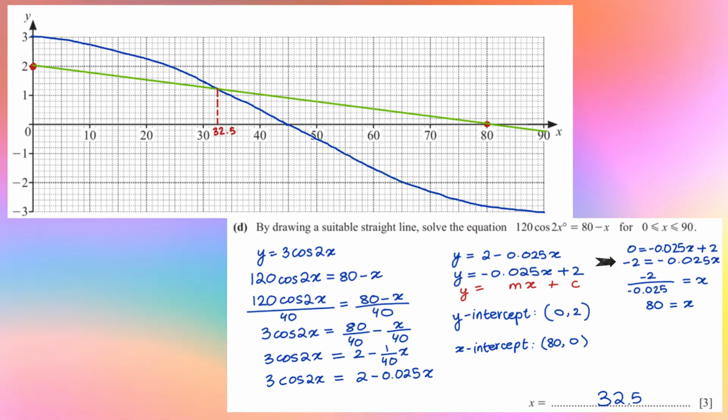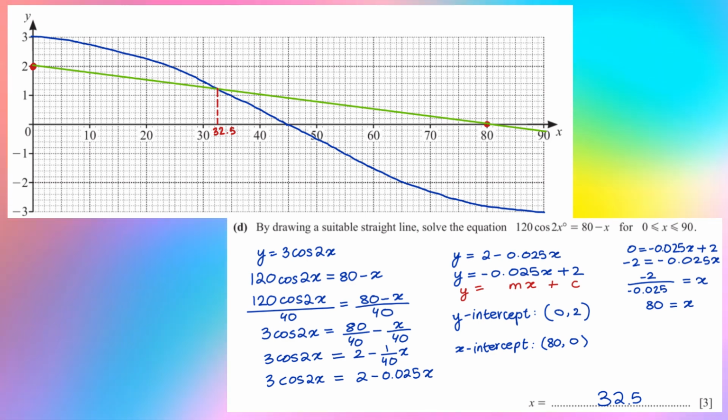Then we subtract 2 from both sides. Then we divide both sides by minus 0.025. This gives us 80 equals x. Therefore, the x-intercept is the point 80, 0. I have marked the x and y intercepts in red here. Now, we just draw a straight line passing through these red points. I'm showing you this line in green color here. This green line is y equals minus 0.025x plus 2.